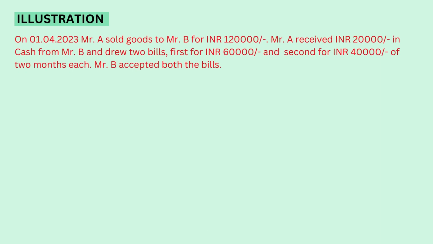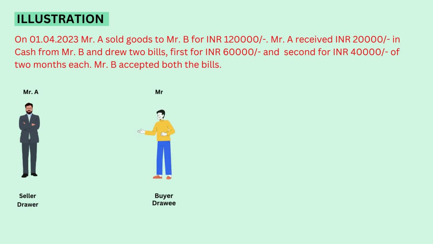So the first part is, on 1st April 2023, Mr. A sold goods to Mr. B for Rs 1,20,000. Mr. A received Rs 20,000 in cash from Mr. B and drew two bills, first for Rs 60,000 and second for Rs 40,000 of 2 months each. Mr. B accepted both the bills. By it, we can understand that here Mr. A is the drawer and Mr. B is the drawee.